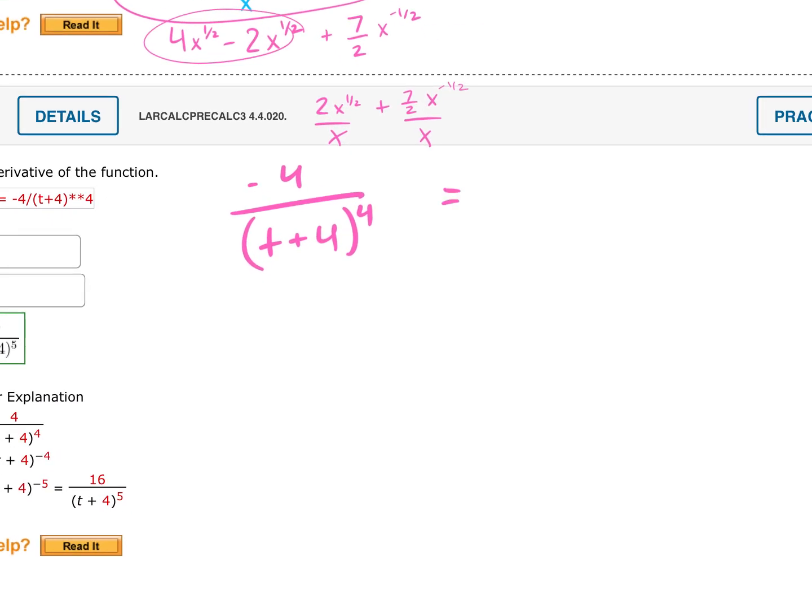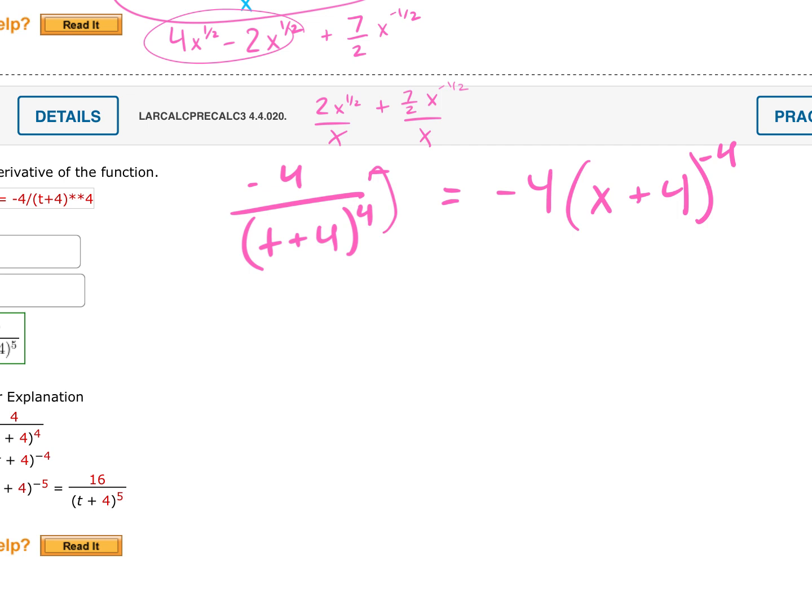So I would change this to be negative 4. I'm going to call it x because I don't like the way that t's look. X plus 4 to the power of negative 4. Then do the chain rule. So I just moved this to the top, made my exponent negative. So I didn't have to do quotient rule.